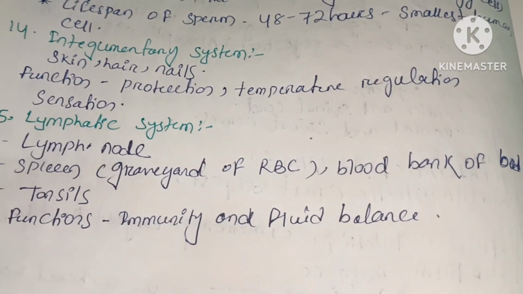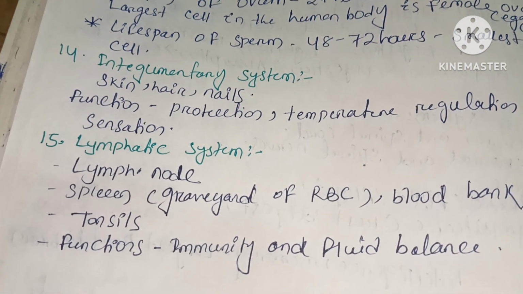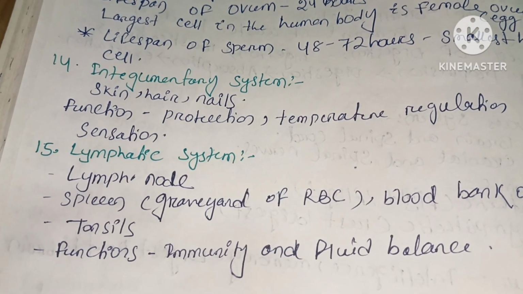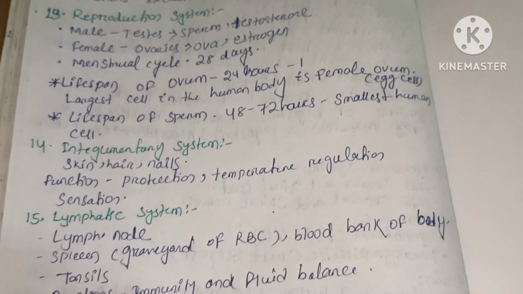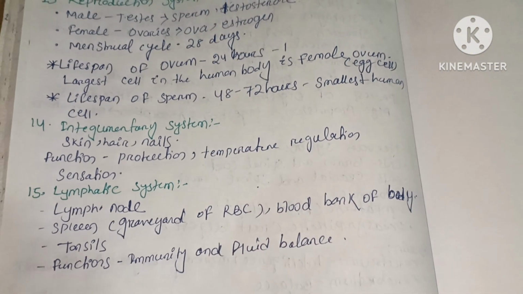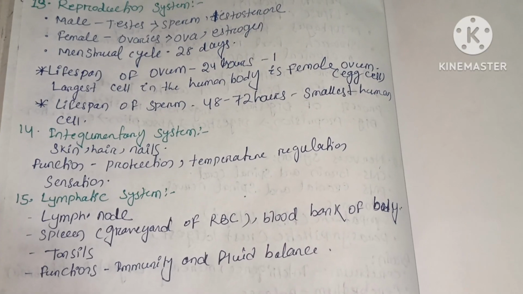Integumentary system, that is skin, hair, nails; functions are protection and temperature regulation. Lymphatic system: lymph nodes, spleen is the graveyard of the body, blood bank of the body. Function is immunity and fluid balance.